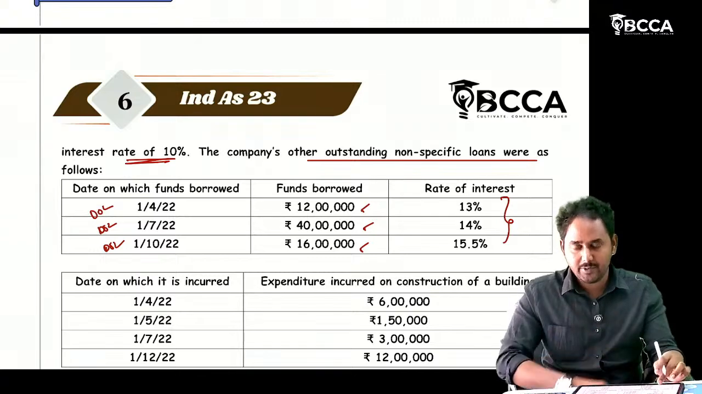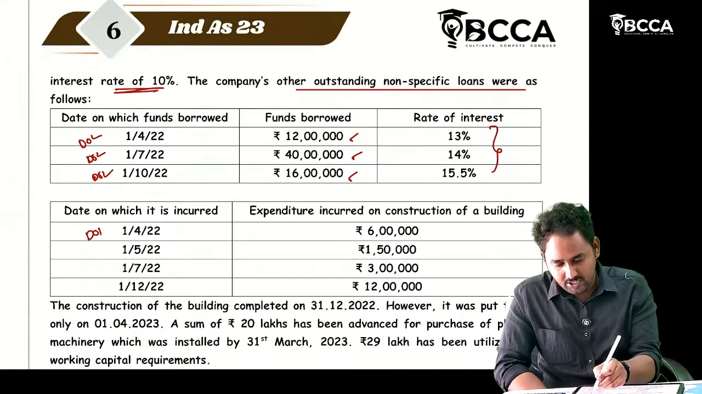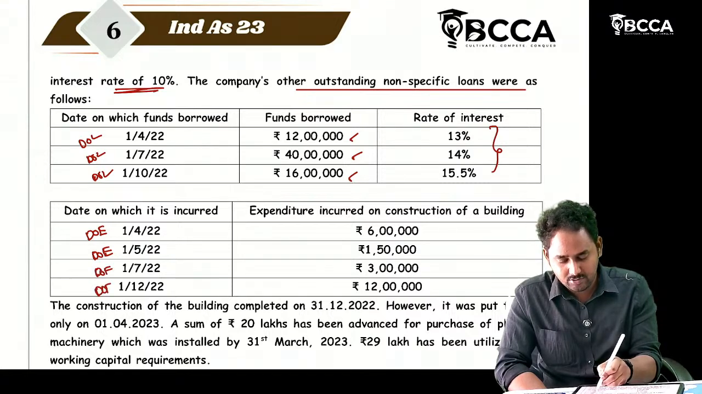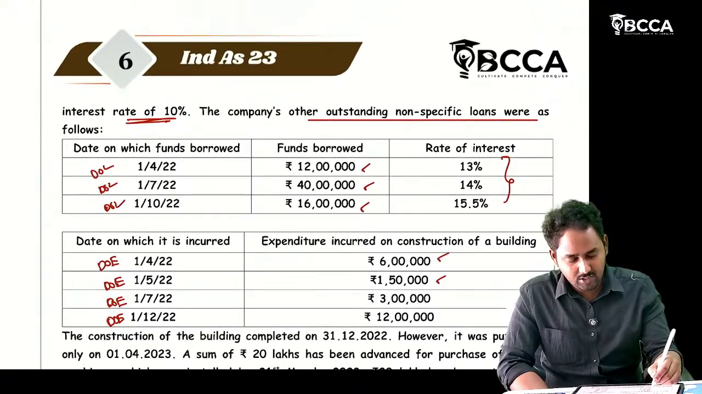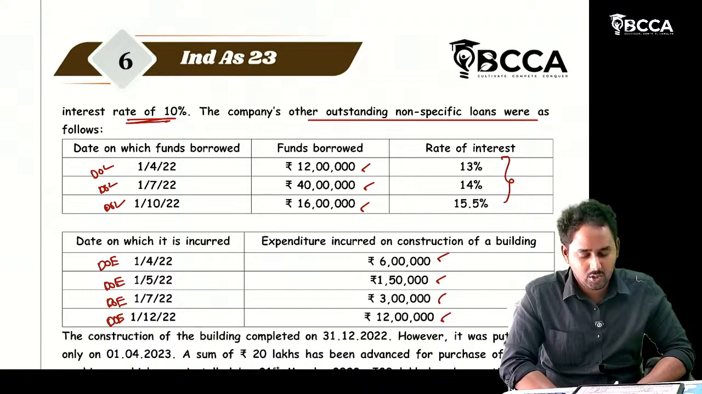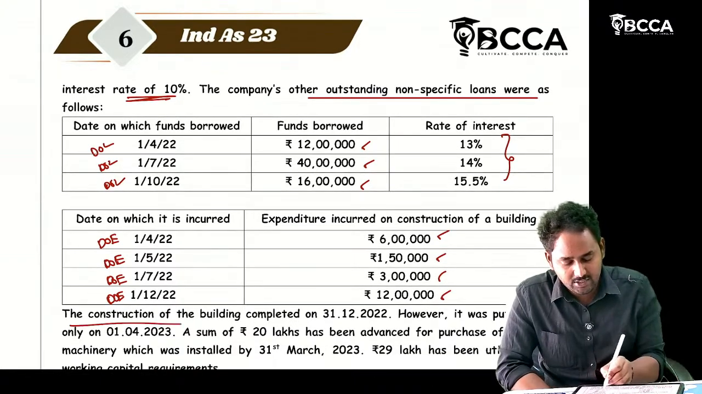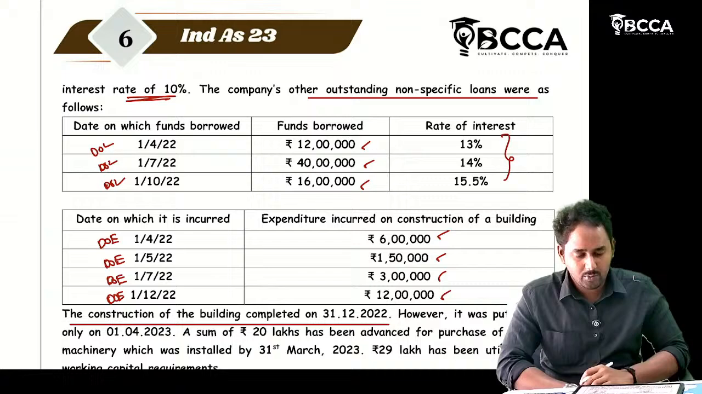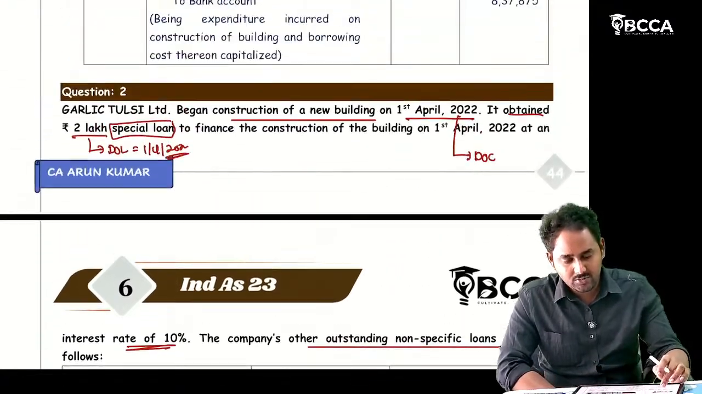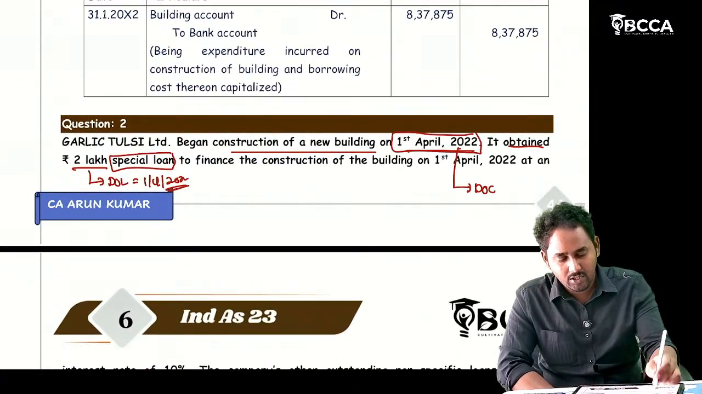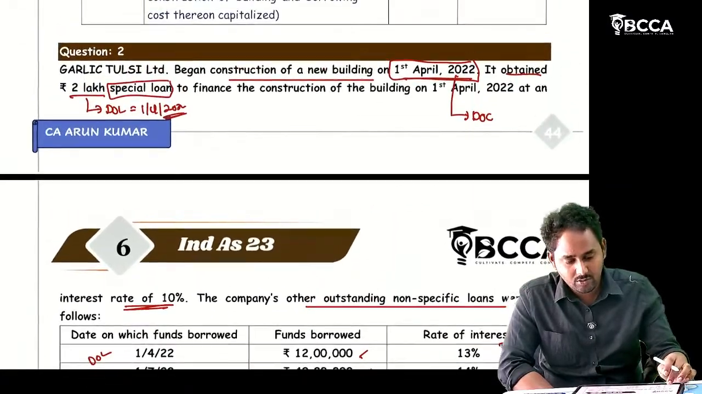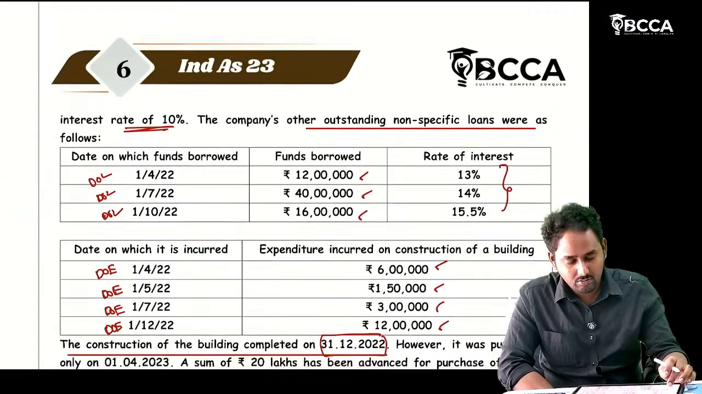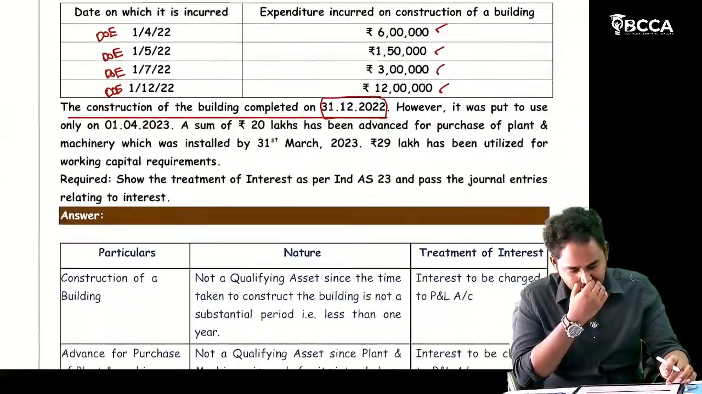What is the date of expenditure? This is also a date of expenditure, and this is also a date of expenditure. Expenditure incurred on construction of the building: 6 lakh, 1 lakh 50, 3 lakh and 12 lakh. Then the construction of the building is completed on 31st December 2022.